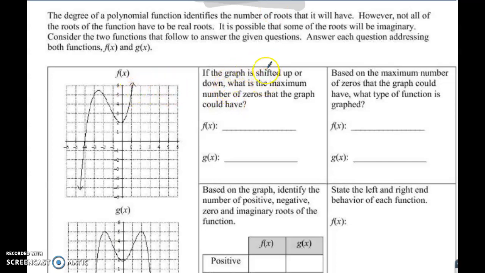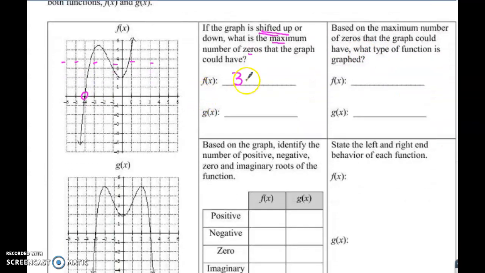So if you imagine for a second, and I know I've talked about this before, if you shifted the graph up or down, or if you think about shifting the x-axis, because I can easily draw an x-axis for f of x, you can still see that the maximum number of zeros that it could have would be 3. It's pretty obvious that right now it only has 1, but it could have 3. That indicates that we would have a cubic polynomial.